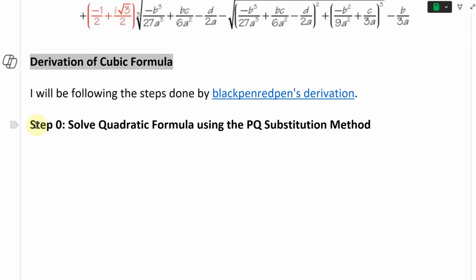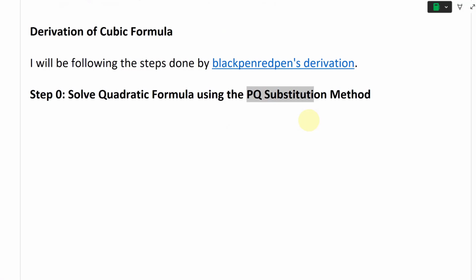The first step is actually, well, it's a step 0. It's basically to solve the quadratic formula using a new method called a PQ substitution method, and this will help in our derivation of the cubic formula. So let's do this method right here.